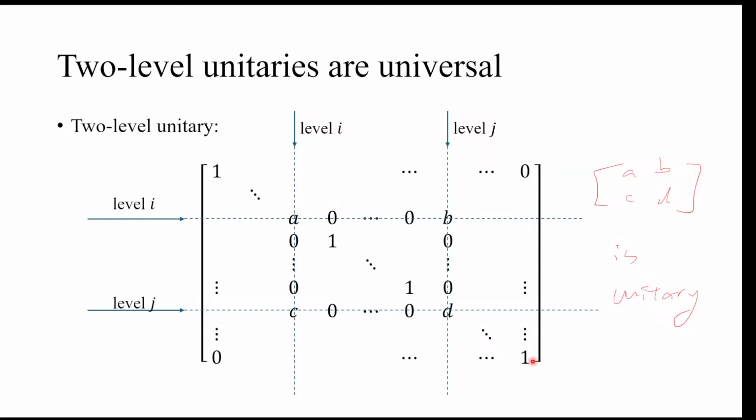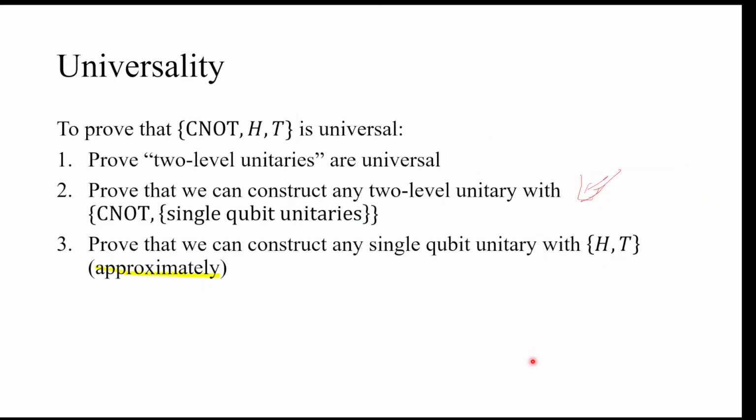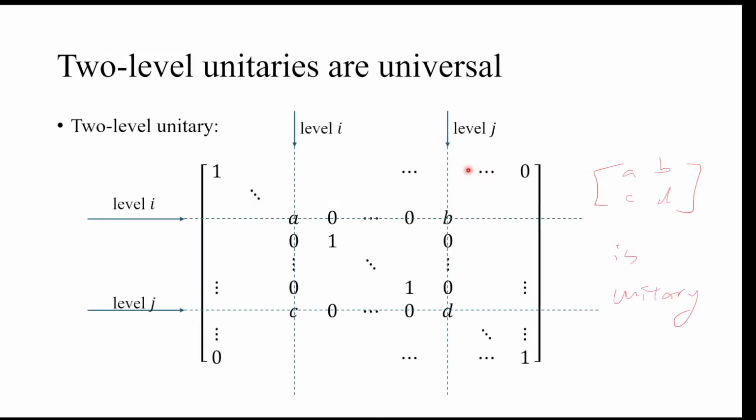Okay, we have our 10-minute break. So this is our roadmap for universality. First, we need to prove that two-level unitaries are universal. And two-level unitary is a really weird thing. It's a unitary that acts only on two levels of your big matrix.